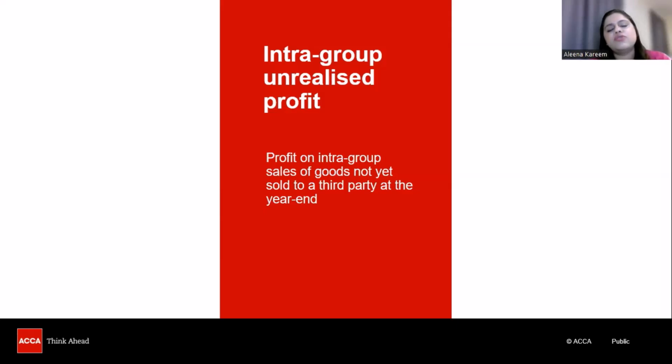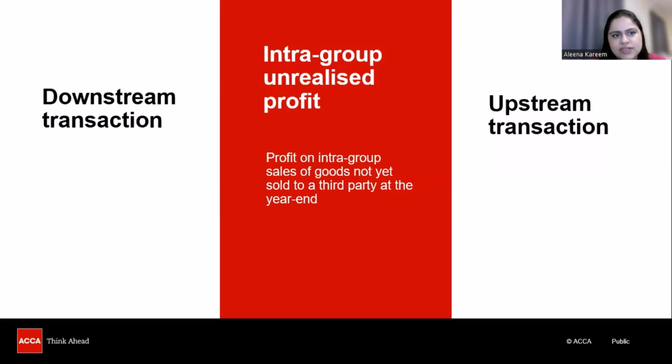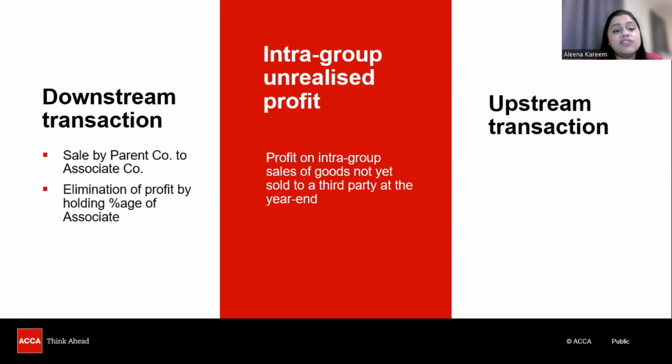And it has to come through an intra-group transaction. So in case of intra-group unrealized profit, we need to see who has made the sale to whom. There are two types of transactions that may take place in terms of intra-group unrealized profit: downstream transactions and upstream transactions. In terms of downstream transaction, it is the parent making the sale to the associate company. In such case, the double entry is going to be passed with the percentage of associate.